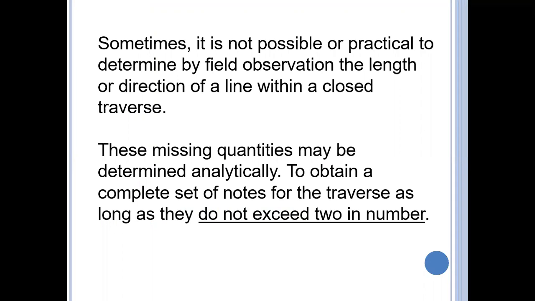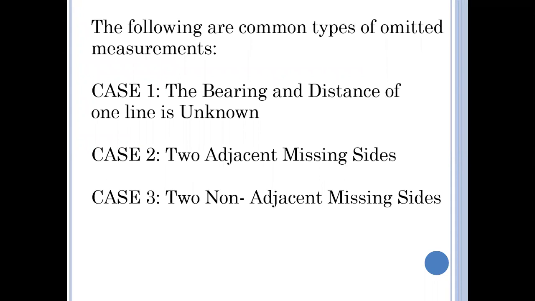So our unknown is a maximum of 2, because if we're given a closed traverse, we expect the summation of departure and latitude to be equivalent to 0. The following are common types of omitted measurements. Case 1, the bearing and distance of one line is unknown. Case 2, two adjacent missing sides. Then case 3, this time two non-adjacent missing sides.